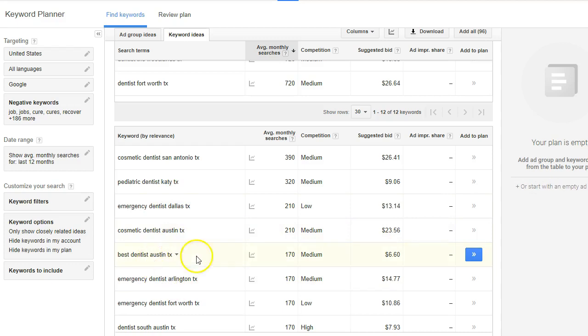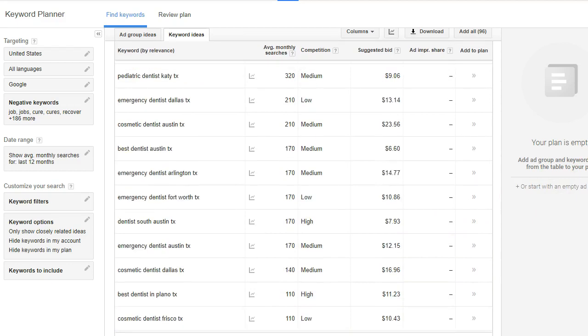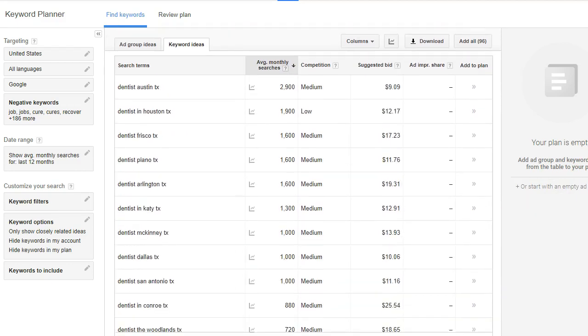Cosmetic dentist, best dentist, emergency dentist, and other searches that you'll find for the major cities. So this is the best case scenario, this is the worst case scenario, and then you have situations in between, like for example Arlington, Texas, where there is high search volume and high cost per click.